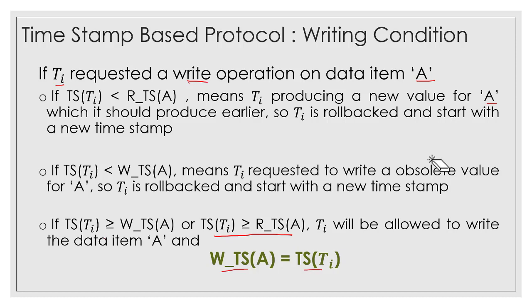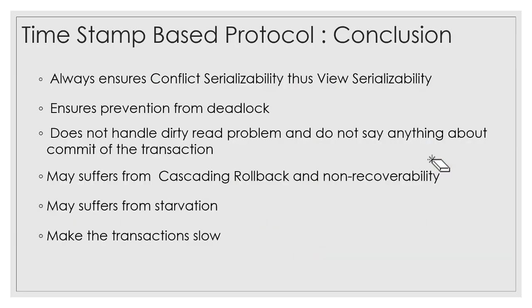Now let us see some properties of the timestamp based protocol. As we already know, it allows conflict serializability, because it is not allowing the conflict operations to be performed depending on the timestamp. And as it is allowing conflict serializability, it is also allowing view serializability, because each and every conflict serial schedule is a view serial schedule.